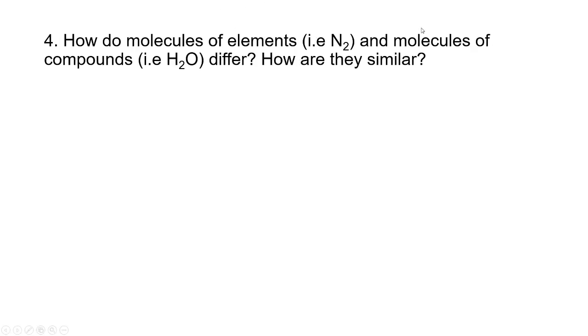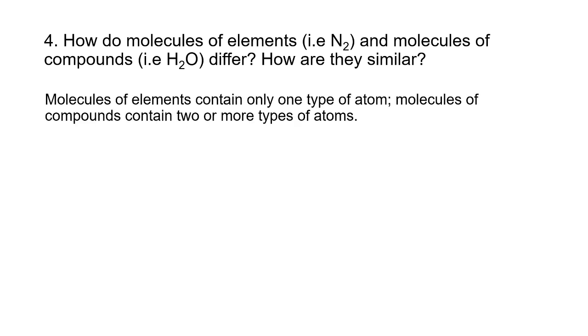Number 4, how do molecules of elements, such as nitrogen gas, and molecules of compounds, such as water, differ? How are they similar? Well, I kind of just discussed this a little bit. Molecules of elements contain only one type of atom. So if you look at, for example, molecules of elements with N2, we're only really dealing with two nitrogen atoms being connected together. The atoms have the same number of protons.